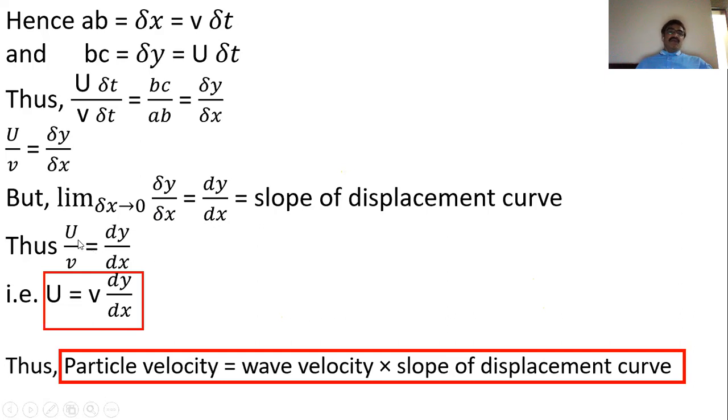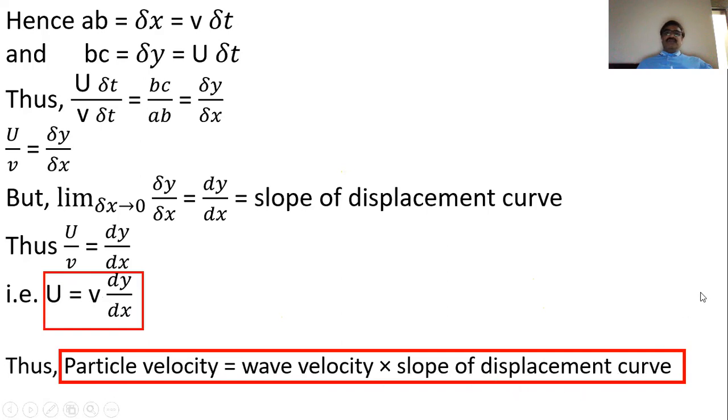Thus u by v equal to dy by dx. So within the limit delta x tends to 0, this delta y by delta x changes to dy by dx, and we find that u by v equal to dy by dx. Now we take v to this side, and you will find the expression for u. So u equal to v into dy by dx, where u is the velocity of the particle or particle velocity, v is the velocity of the wave or wave velocity, and dy by dx is the slope of the displacement curve.